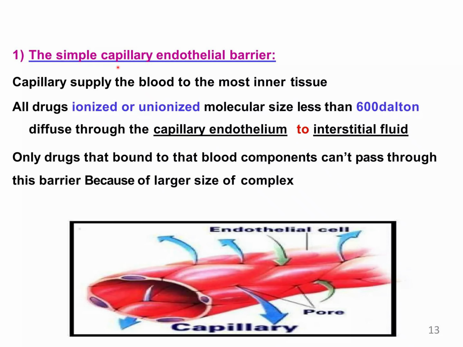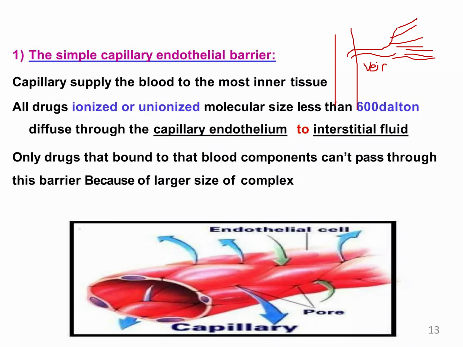First of all, the simple capillary endothelial barrier. This is found in capillaries. We know that blood leaves from the aorta, and from there several other tissues are supplied. These are forming capillaries. This is the vein, and these are forming the capillaries. So this is the capillary barrier.